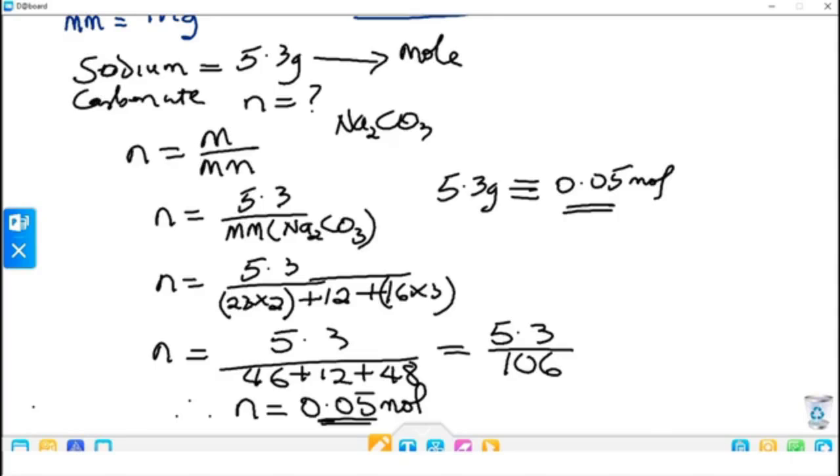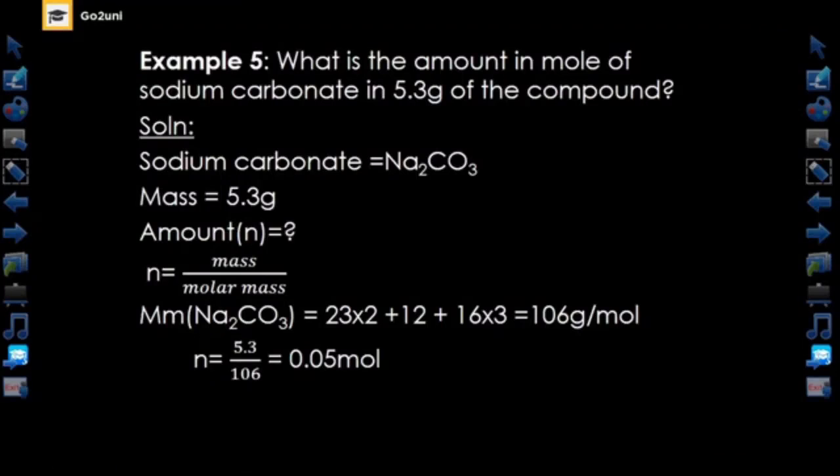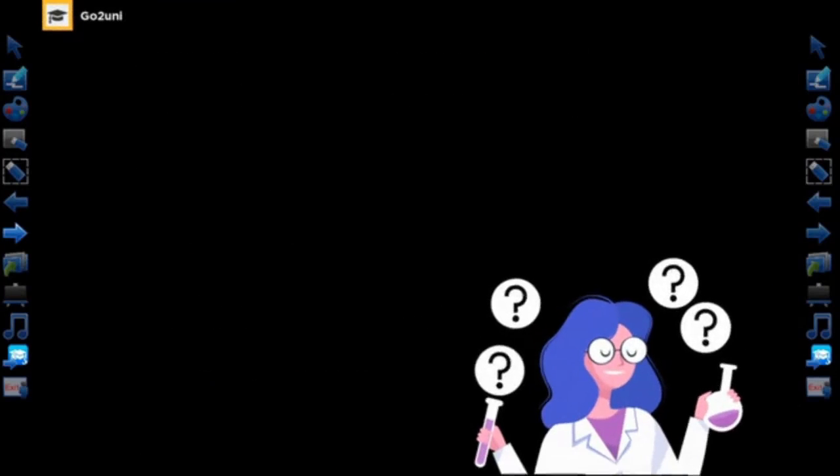5.3 grams of that salt is equivalent to 0.05 moles. That is just what it implies. Okay. Away from that, let us take a look at our next example.